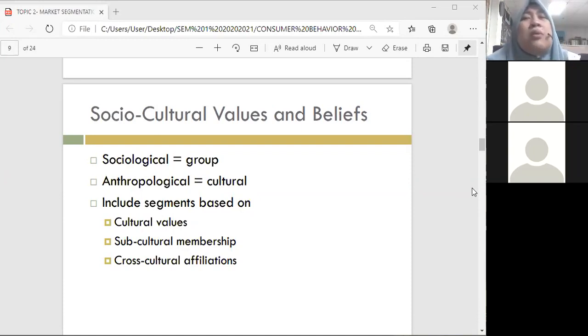For example, I remember in a certain university before, they had Sarawakian groups, Sabahan groups, and then Semenanjung. But I don't remember whether Semenanjung had something like a long name, for those pelajar-pelajar Semenanjung. So that is according to subcultural membership and cross-cultural affiliation, meaning from one culture to another culture, you have some affiliation. Maybe I can give some examples.